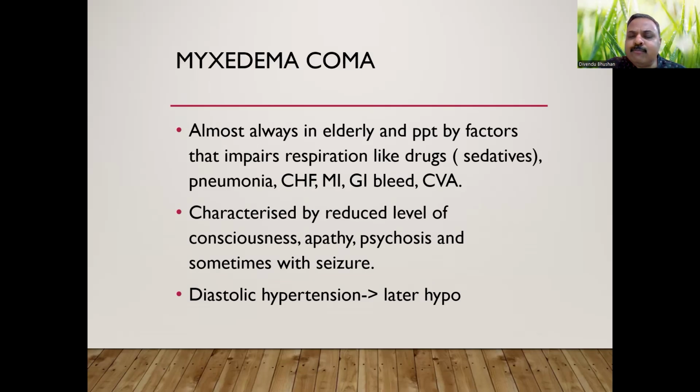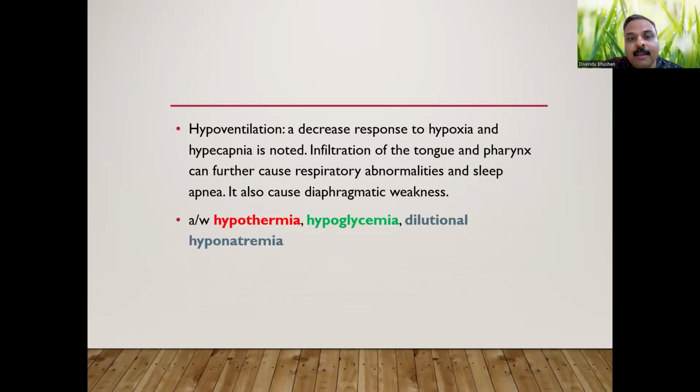So Myxedema Coma mostly occurs in the elderly and is precipitated by factors that impair respiration, like drugs, pneumonia, CHF, MI, GI bleed, or CVA. It is characterized by reduced level of consciousness, apathy, psychosis, and sometimes seizures. Diastolic hypertension is there, and later it can be hypotension. So the nutshell of Myxedema Coma is that it is associated with hypoventilation, a decrease in the response to hypoxia, and hypercapnia is noted. Infiltration of the tongue and pharynx can further cause respiratory abnormalities and sleep apnea. It also causes diaphragmatic weakness.